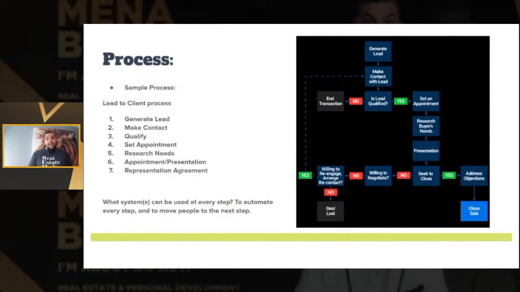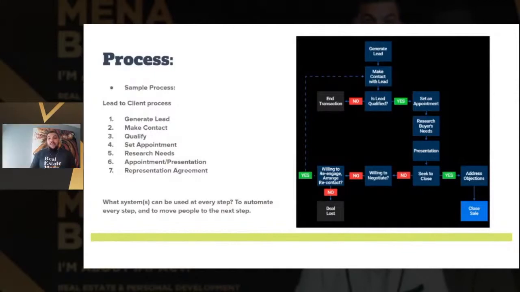So how do you do that, right? Most of us just do it manually. But I want you to think about if you already have this process drawn out, or do you not? Most people don't. So I would encourage you to draw out this process and what does your process look like. And then I would encourage you to think about what systems can be used at every step to automate every step and to move people to the next step.